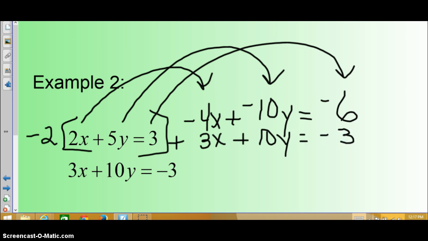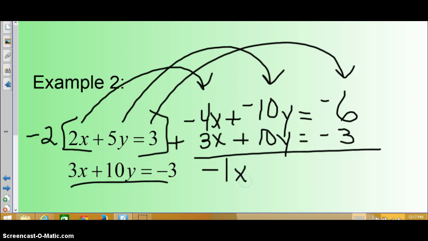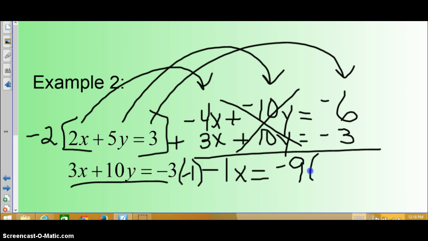So now we can rewrite this other equation underneath it, and we remember that we're adding these. We didn't have to do anything to the second equation, just left it as it is. This leaves us with negative 4x plus 3x, which is a negative 1x. The y is now eliminated, and when you add those together, you get negative 9. We don't like that negative in front of that x, so you're going to want to multiply by negative 1 on both sides. That gives us x is equal to a positive 9.